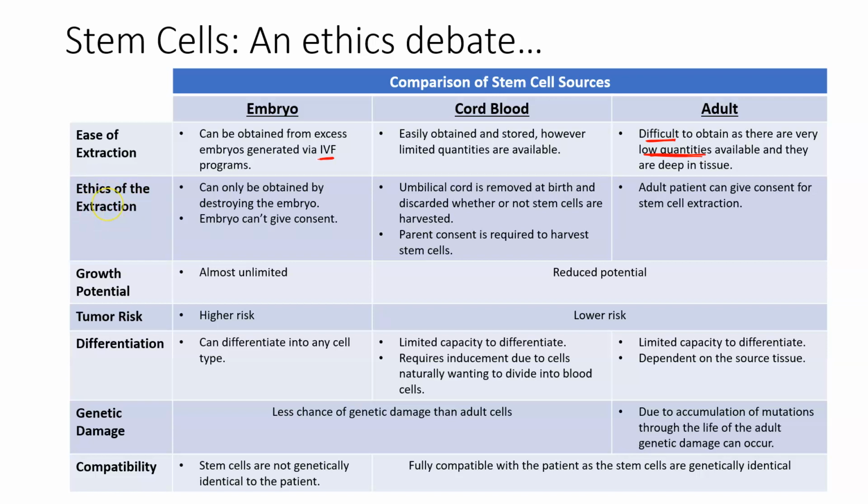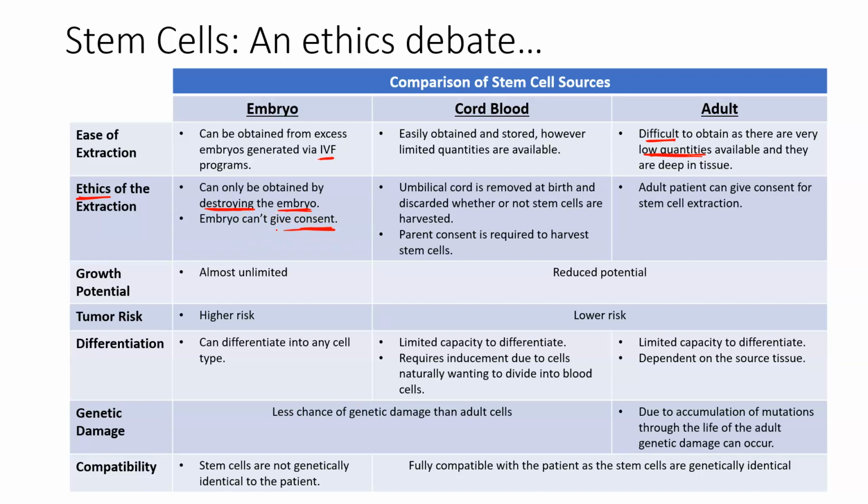Ethics of the extraction. So we've already talked about how easily they are extracted from the specific sources, but the ethics associated with the extraction is really important. When we talk embryonic stem cells, they really can only be obtained by destroying the embryo. So you cannot, at this point in our medical research or our medical practice, extract embryonic stem cells and maintain life of the embryo. So you cannot keep the embryo alive, therefore you have to destroy the embryo in order to extract those stem cells. So the big ethics here is the embryo can't give consent on its behalf.